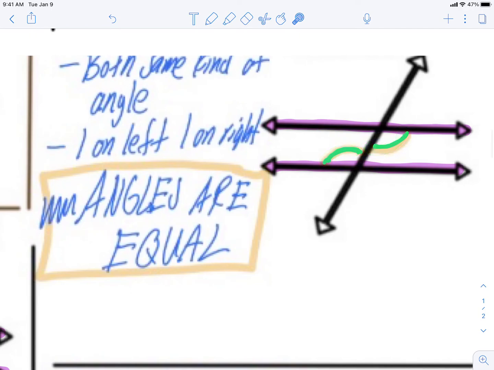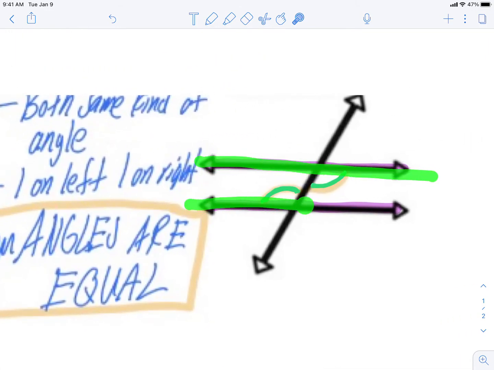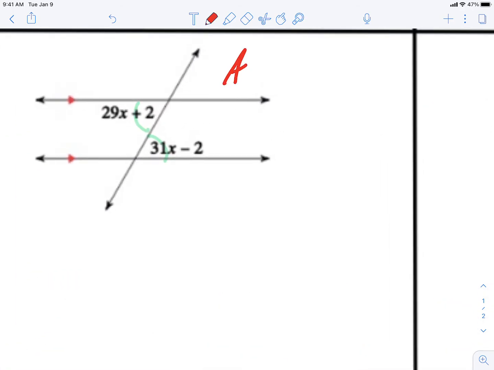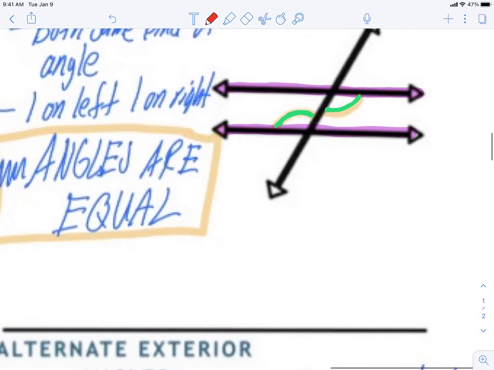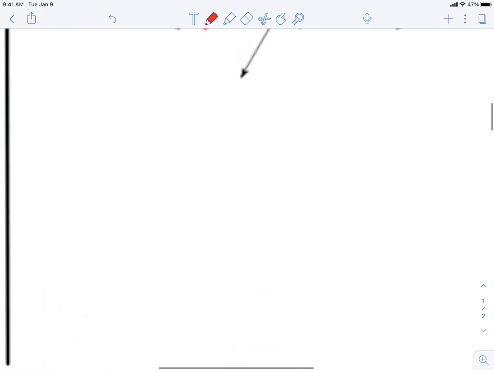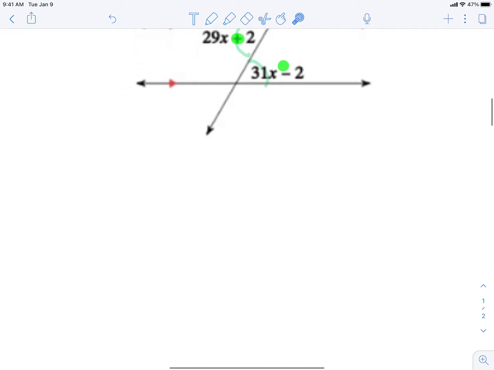These actually are called alternate interior angles, and the angles are equal. Alternate interior because they are on the inside, the interior of the double lines, and alternate, one on the left and one on the right. So alternate interior angles, and they are equal to each other. So let's set them up as equal. So this equal to that.